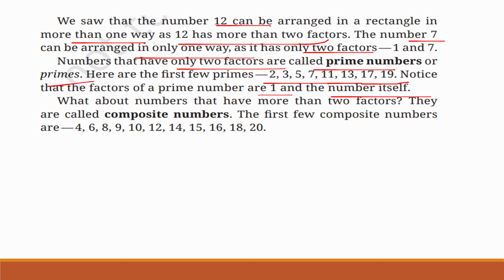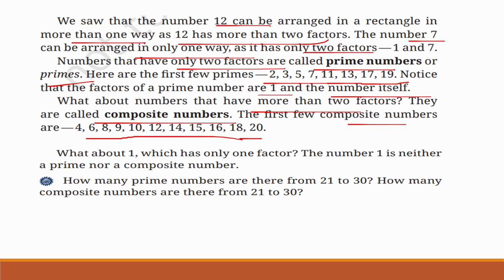What about numbers that have more than 2 factors? They are called composite numbers. So, numbers that have more than 2 factors are called composite numbers. The first few composite numbers are 4, 6, 8, 9, 10, 12, 14, 15, 16, 18, 20.